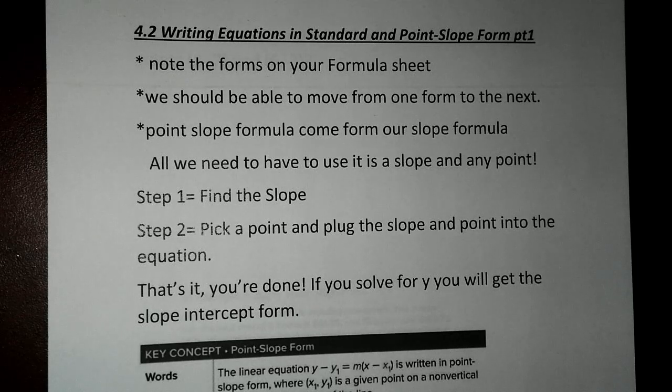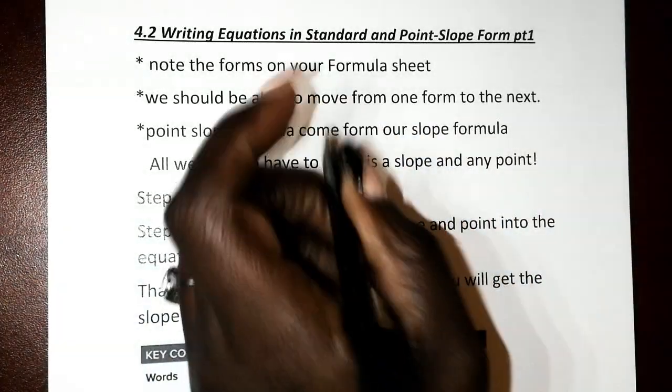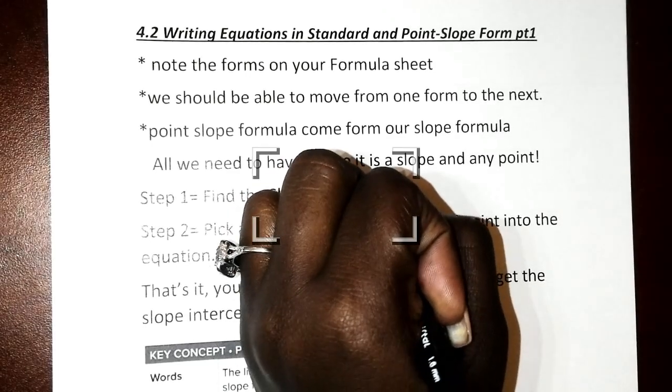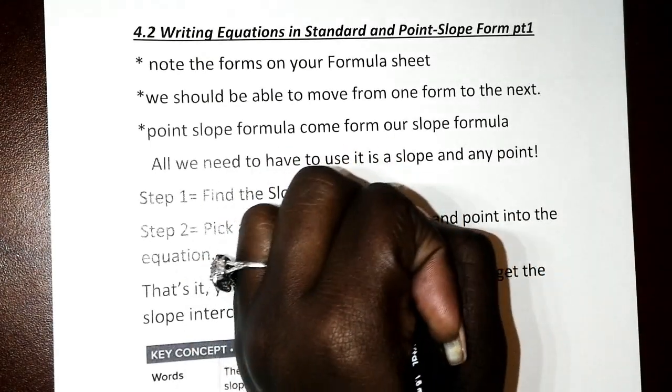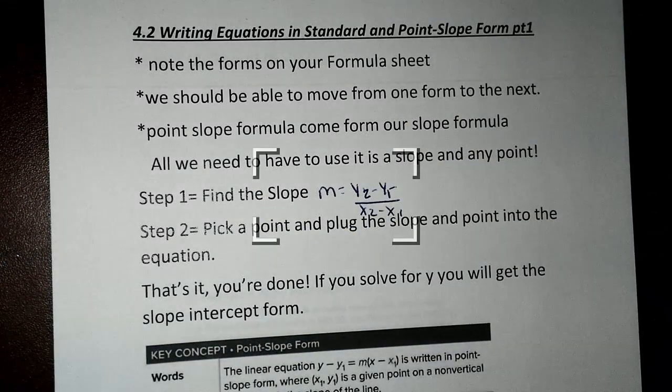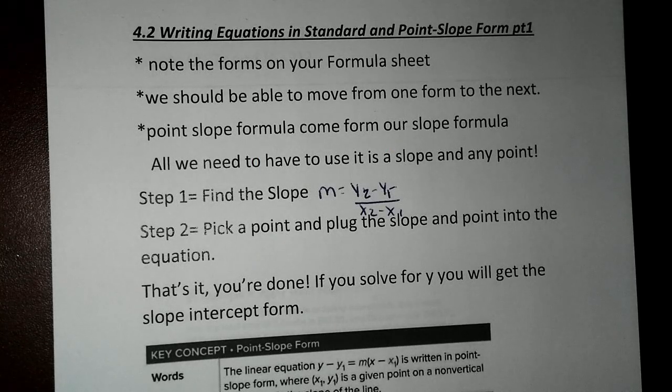So the first step in writing equations in point slope form is to find our slope. We went over this previously. If you don't have a slope given, you are to find your slope using the slope formula. So if your slope is not given, you use the formula m equals y2 minus y1 over x2 minus x1. Now you only use this formula if your slope isn't given. If your slope is given, you just use whatever slope you have. Second, you pick a point and plug the slope and point into the equation.